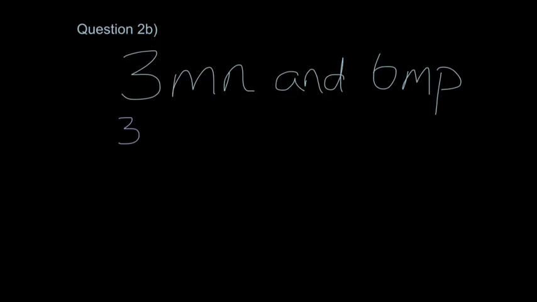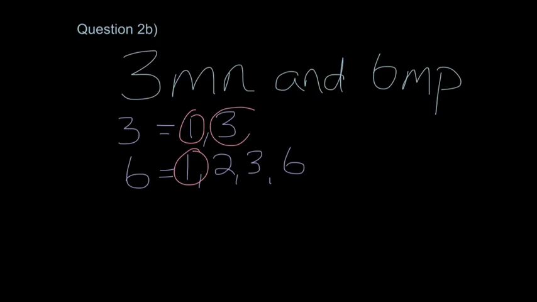So 3 and 6. What are factors that fit into 3 and what are factors that fit into 6? So in 3 I've only got 1 and 3 because it's a prime number. And in 6 I've got 1 times 6, 2 times 3. Let's go through and find the highest common factor. And we've got 1, we've got 3. So my highest common factor so far, I have a 3 that I can pull out of both expressions.